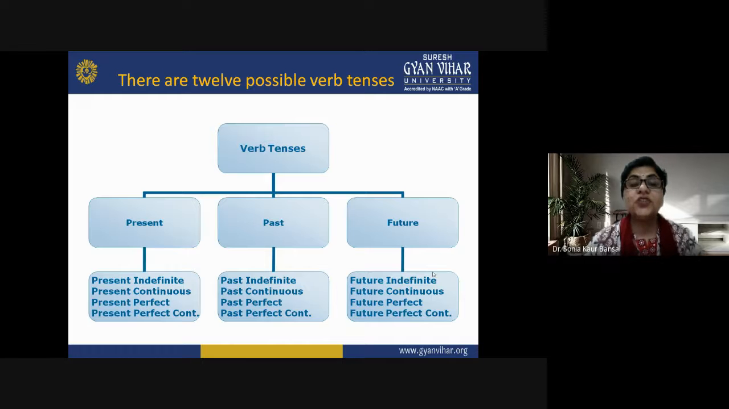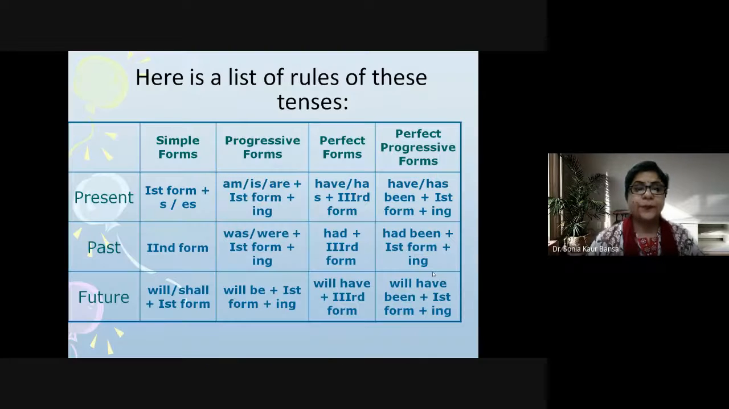All right, I hope you are enjoying and understanding the tenses, as it's a very important part of your study. Now, students, let's have a look at the list of rules of these tenses. I'm telling you about the simple forms, progressive forms, which we can also call continuous forms, perfect forms, and perfect progressive forms or perfect continuous forms. The list is telling you about the particular structures we are going to follow in a particular time frame.